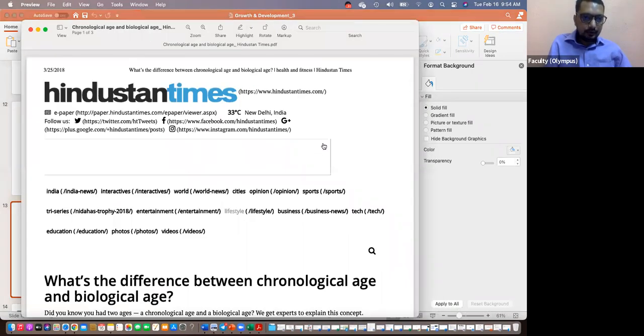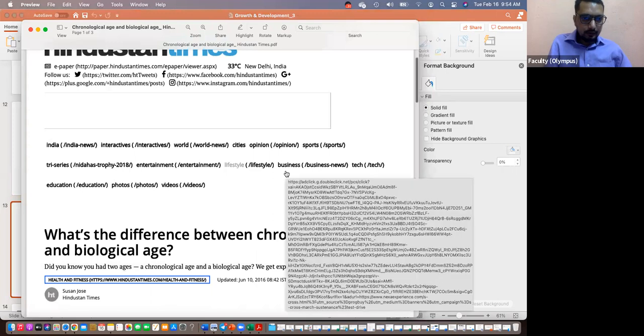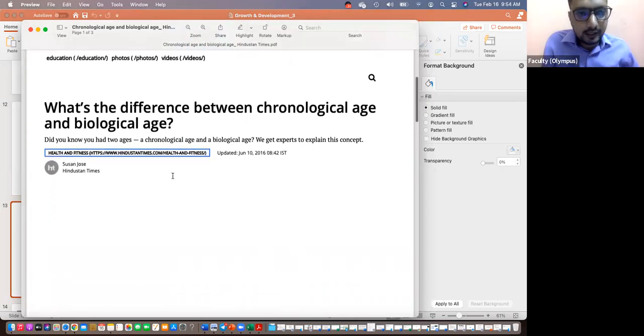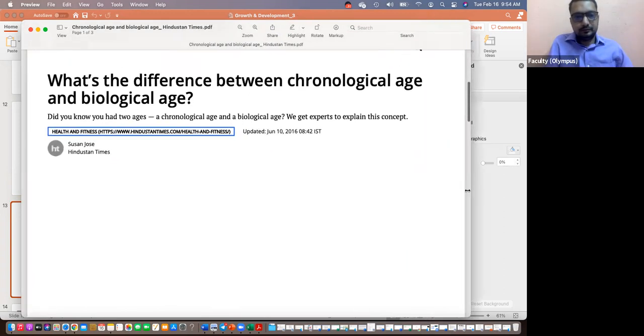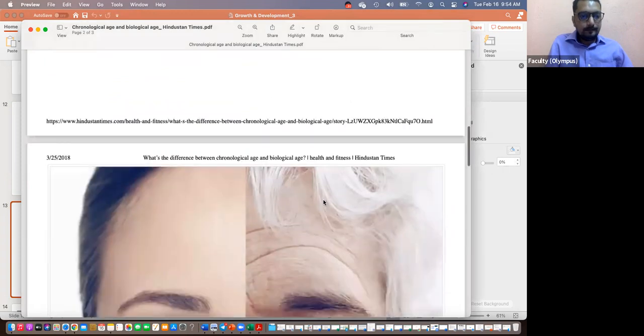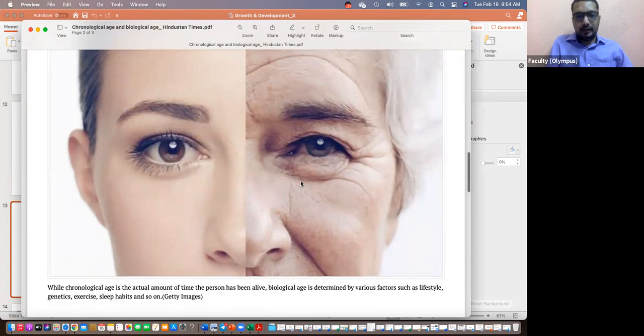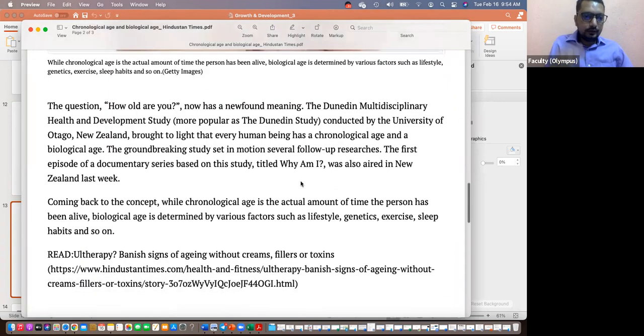Hindustan Times. When was it? Back in 2017, 2016 indeed. An article came like this: what is the difference between chronological age and biological age? Do we look aged or do we look young? When someone asks you how old are you, the number that we give is the chronological age. But inside you, biologically, your age may be different.